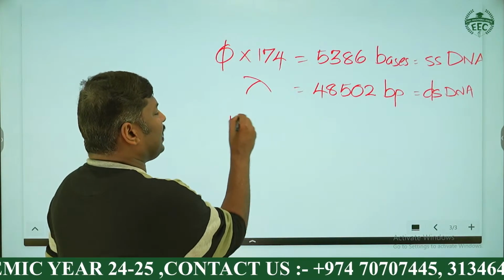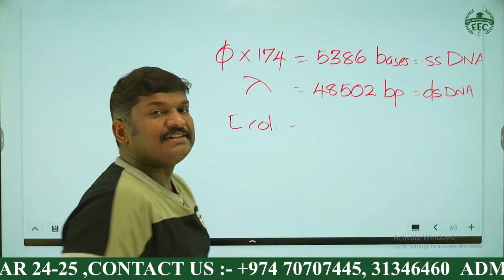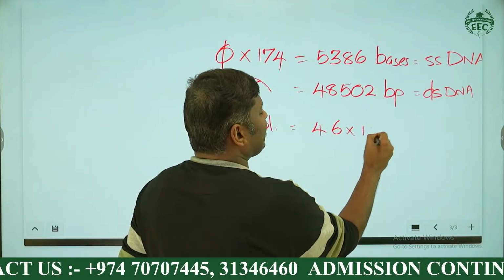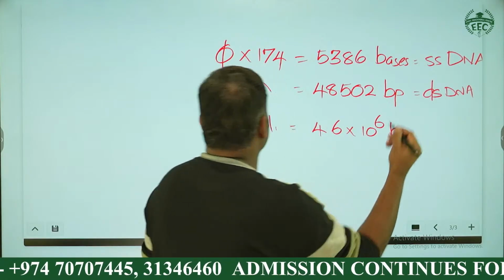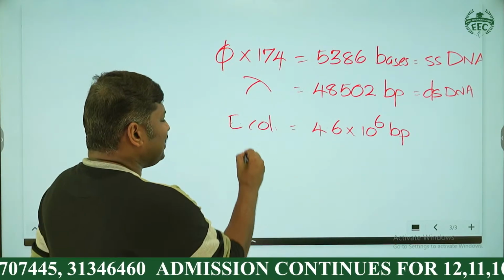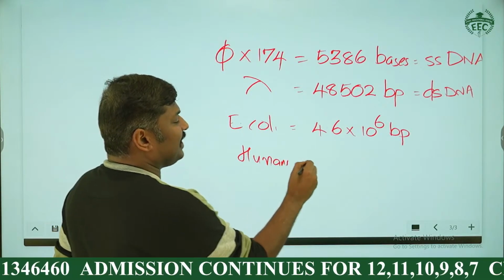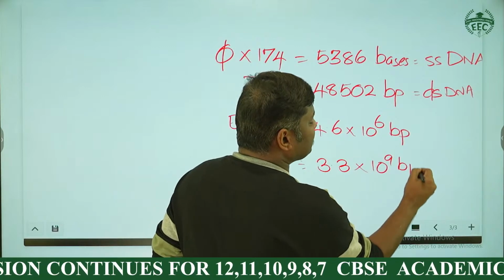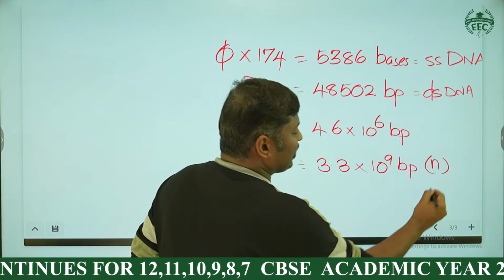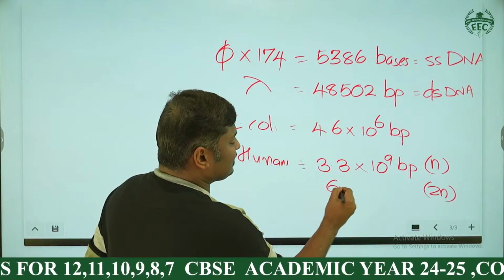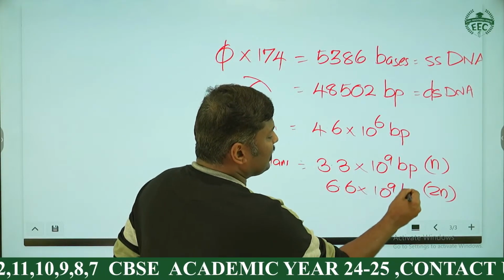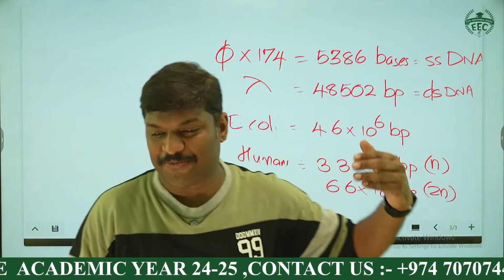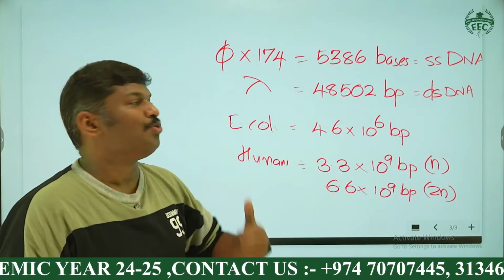You can see the E. coli, the most common term in the NCERT textbook, the bacteria E. coli. There are almost 4.6 into 10 raised to 6 base pairs in E. coli. While in humans, in haploid content, that is 3.3 into 10 raised to 9 base pairs, and this is in haploid condition. If it is in diploid condition, that is 6.6 into 10 raised to 9 base pairs. And these are the 4 data given in the textbook, my dear students, 2 bacteriophages and 1 prokaryote, and the other one is a eukaryote, human beings.